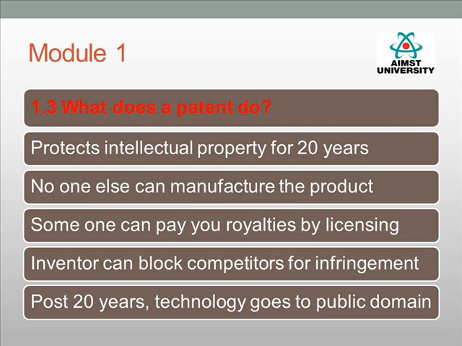Someone can pay you royalties by licensing. A license is an agreement that allows someone else to commercially use or develop your invention for a specified period. The owner of the invention is the licensor, and the person who is receiving the license is the licensee. You will receive payment in return that may be structured as a single-time payment or as continuing payments called royalties. The inventor can also block competitors for infringement.